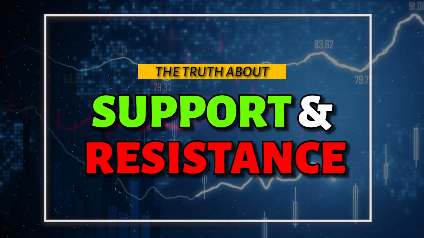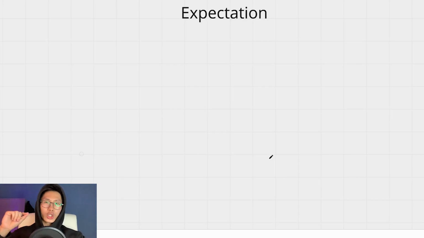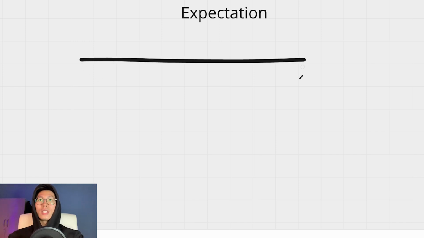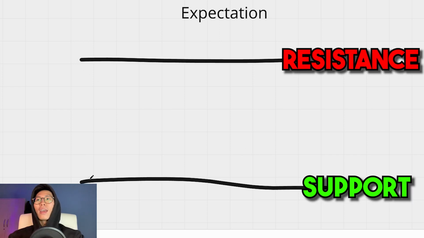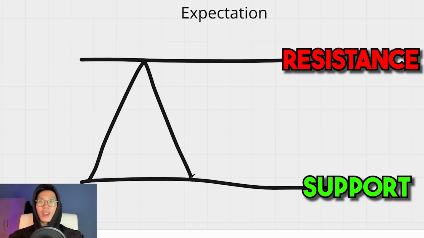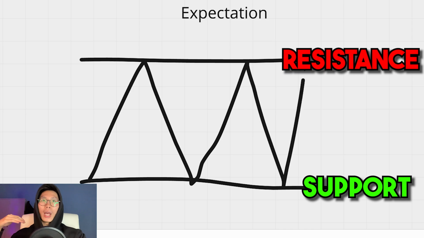Let's talk about support and resistance first. Here's what traders expect support and resistance levels to be like. So you can see this is a resistance and this is a support, right? And then when price goes up to this resistance, they expect price to just reverse and head back down. And when price goes down to this exact support level, they expect price to just reverse and head back up, and up, down like this, right?